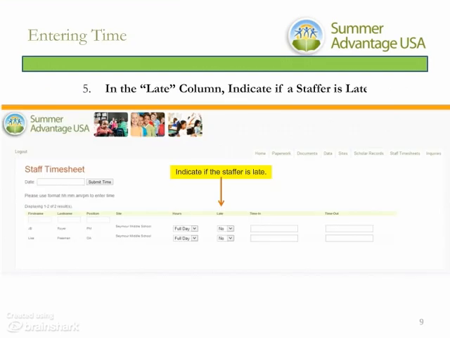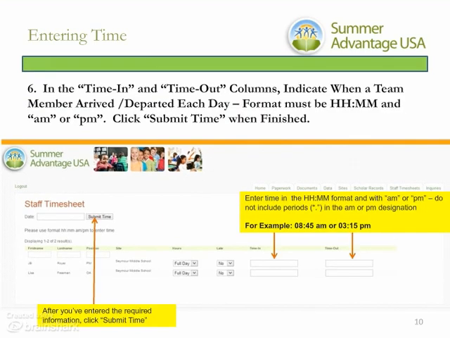After you have indicated whether each staffer was present for either a full day, a half day, or was absent, please indicate whether the staffer was late in the late column. Then, please go to the Time In and Time Out columns and enter the time that the staffer arrived and departed in the Time In and Time Out columns.